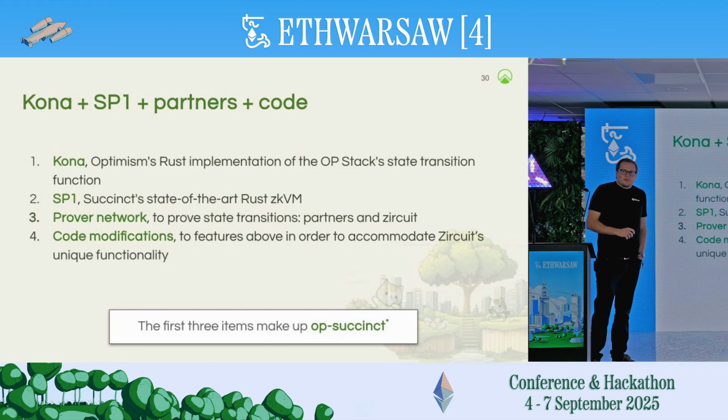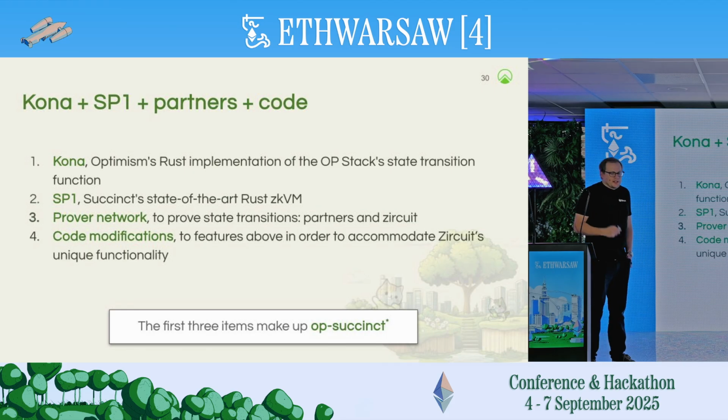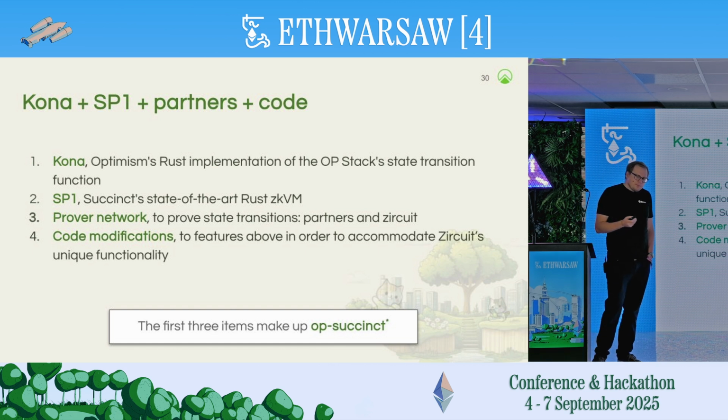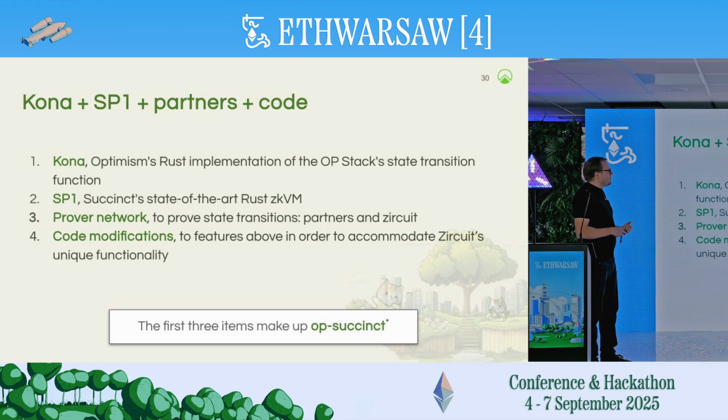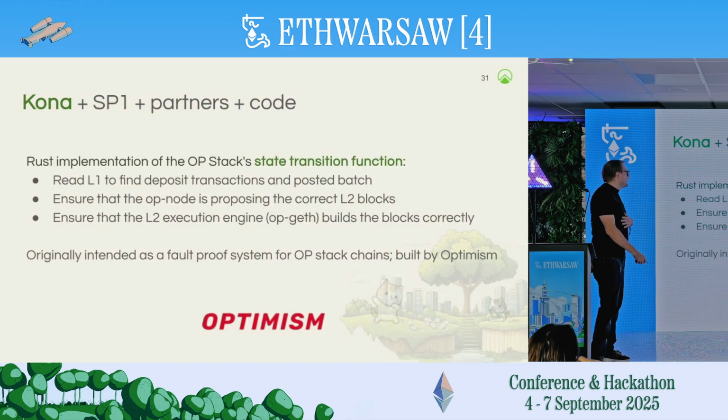Kona is the state transition function for Optimism-based rollups, and we were Optimism-based. We forked their code. We started building on that. We tried to make circuits work there. SP1 is a state-of-the-art Rust zkVM, which will prove any inputs in Rust if you can get it to compile and all that, the usual conditions. And then a prover network. We do want to do some stuff in-house, but it was easier to also talk to some people, and then the changes. So let me get into it.